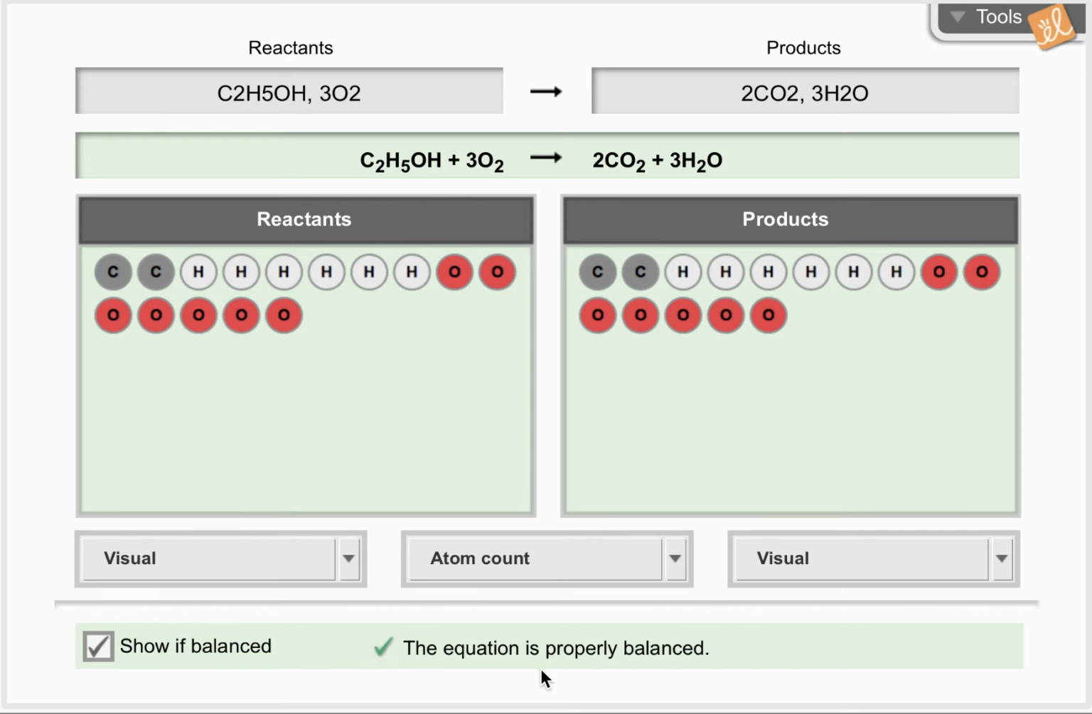I now see at the bottom here that this equation is properly balanced. So when we burn ethanol, because matter cannot be created or destroyed, we know that for every 1 ethanol, you have to have 3 oxygen molecules. And then what will come out is 2 carbon dioxide molecules and 3 water molecules.